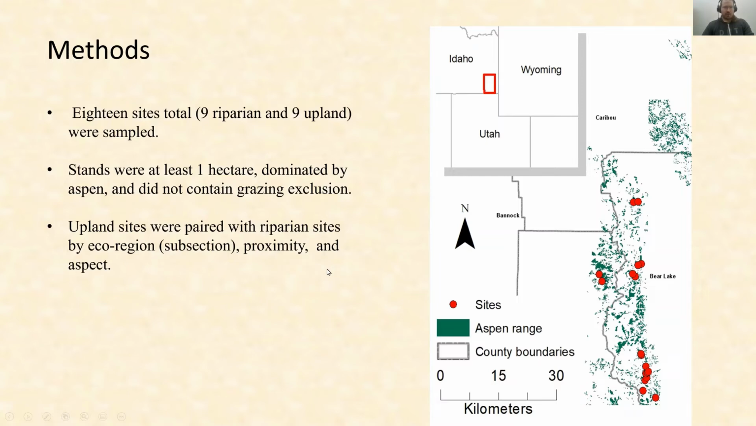The upland sites were paired based on their ecoregion or subsection and proximity, as well as aspect, so the actual direction of sunlight.